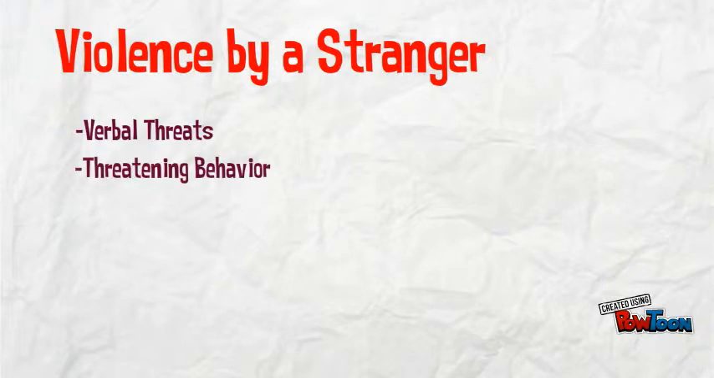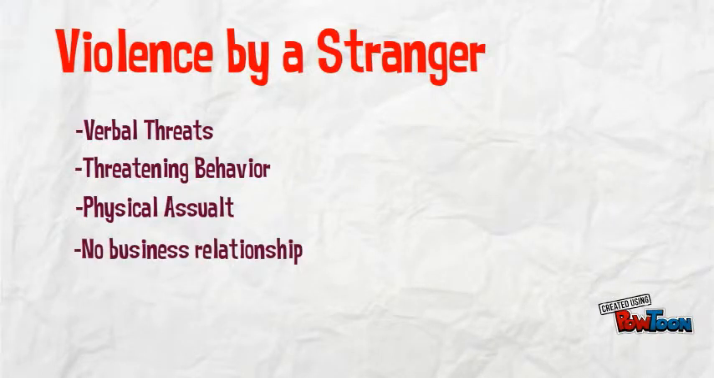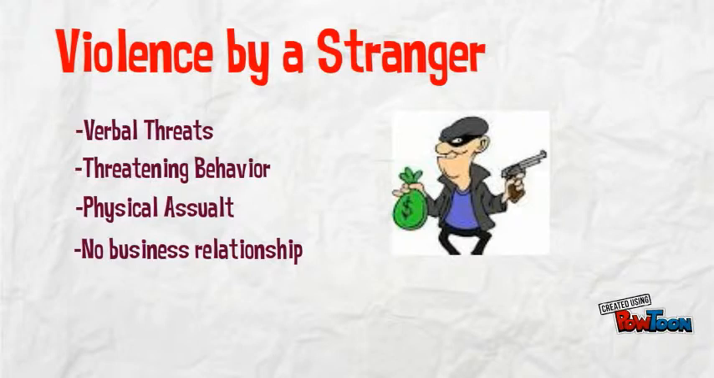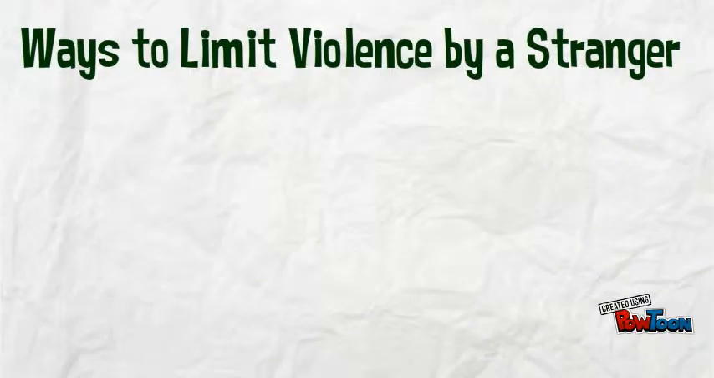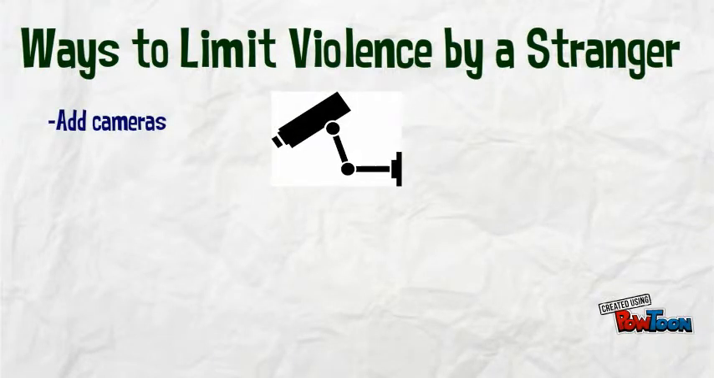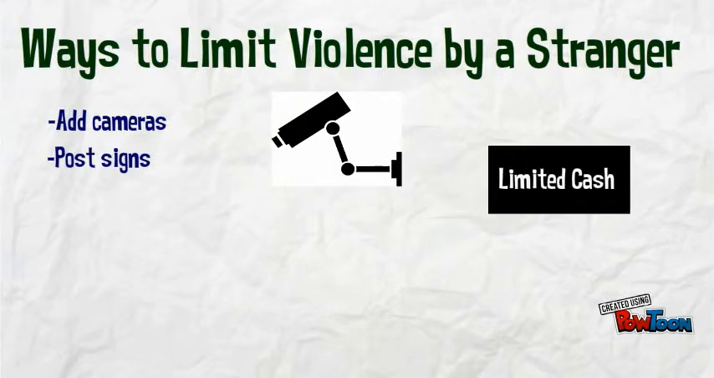The first type of violence in the workplace I will discuss is violence by a stranger. This involves verbal threats, threatening behavior, or physical assault by someone that has no business relationship to that workplace. An example of this would be when someone robs a store. Some ways to limit this type of violence would be by seeing if there's a need for more cameras and by posting signs letting people know that limited cash is kept on hand.